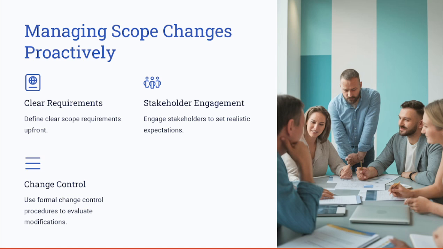You cannot just collect any requirements without understanding them, and then be surprised by the ability, the cost, or the time of implementing these capabilities. So ensure that the stakeholders have a realistic expectation to avoid over-promising to them. The last important point for managing scope changes proactively, as we said many times, is that you need to have formal change control procedures to evaluate the modifications and to ensure that all of these changes are documented.